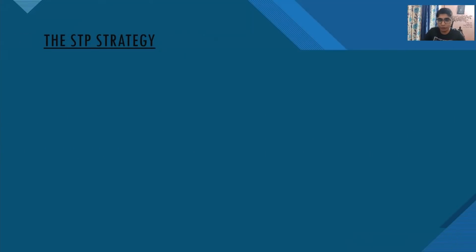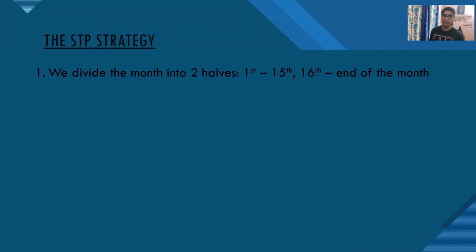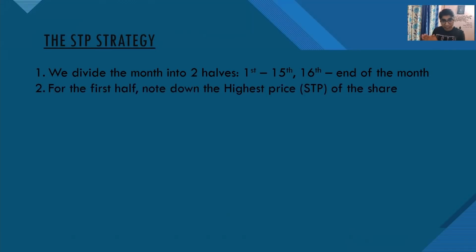So the first thing I'm going to cover is what is the STP strategy. STP stands for Sharegenius Trigger Point. So what we do in this is we divide the month into two halves. From 1st to 15th is the first half, and from 16th to the end of the month, it could be 28th, 30th, or 31st, that is the second slot or second half of the month. After that, we track the 15-day high made by a stock in the 15-day slot. Okay, and that 15-day high is called the Sharegenius Trigger Point.